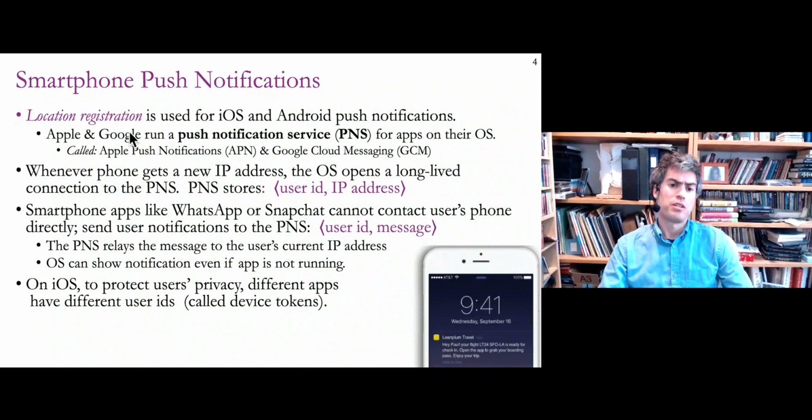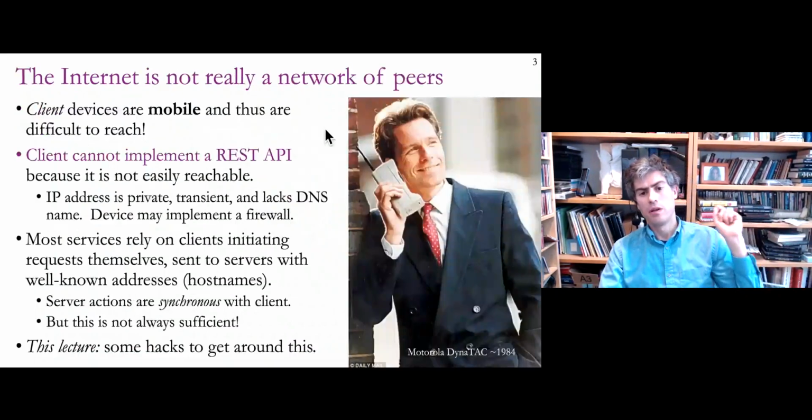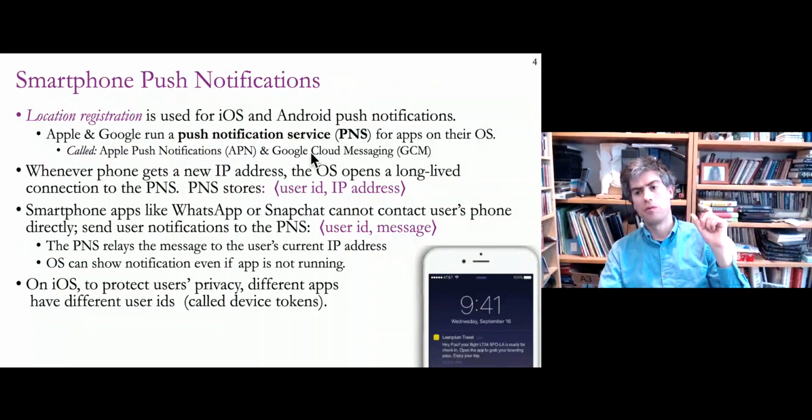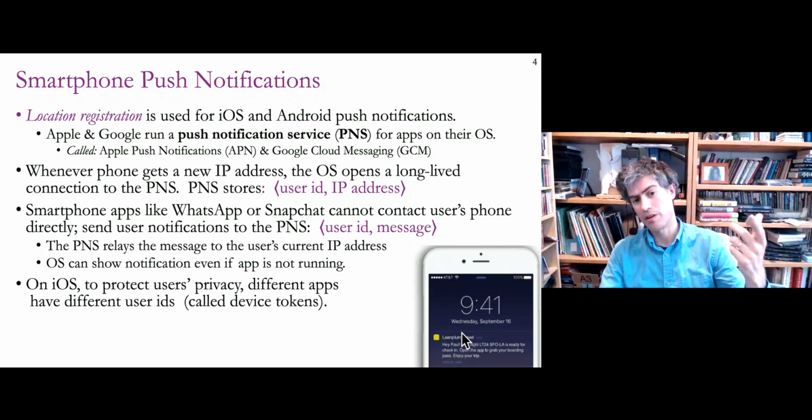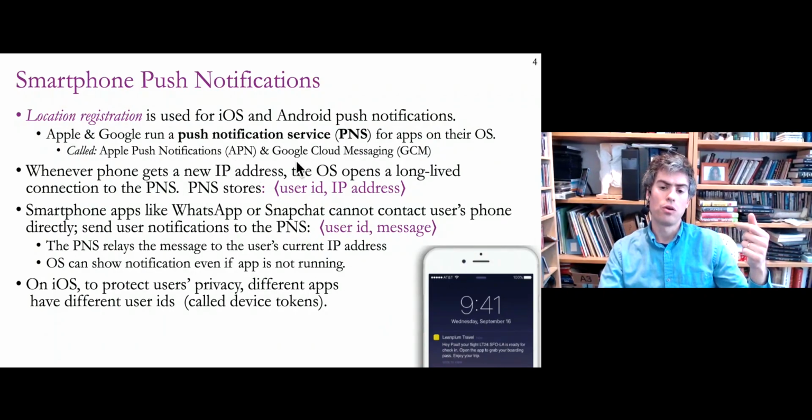So what location registration does is it has the operating system, whether it's iOS or Android, be responsible for being the intermediary to deliver push notifications. So whenever any one of the apps installed on your phone wants to send a notification to your phone, it actually sends it to the operating system operator. Like it sends it to either Apple or Google, to either the Apple Push Notification Service, APN, or the Google Cloud Messaging system, GCM.